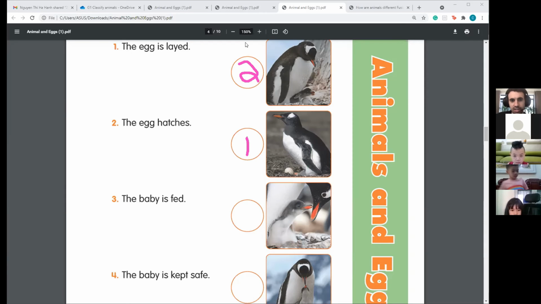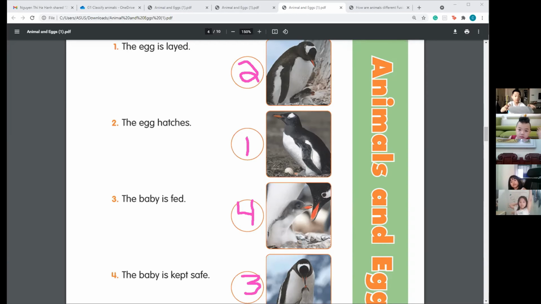Now, both of them aren't very good pictures for this, but I would say this one is correct for number 3, because the beaks are touching and the baby's about to be fed, which means this has to be number 4. The baby's being kept safe.